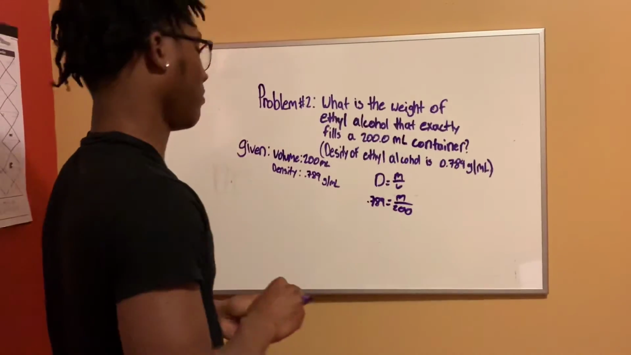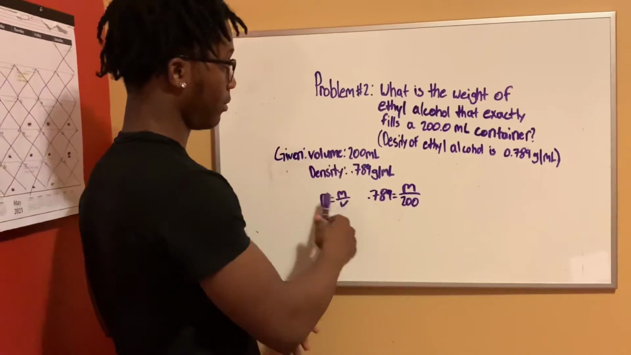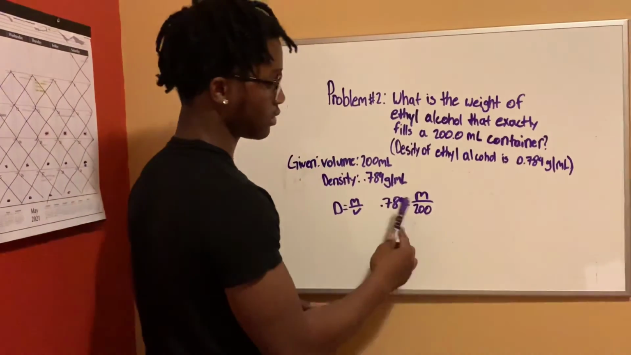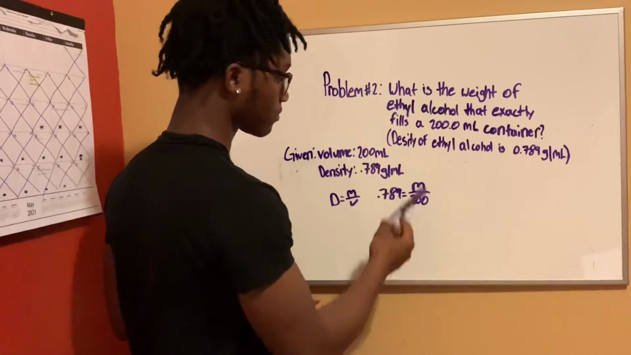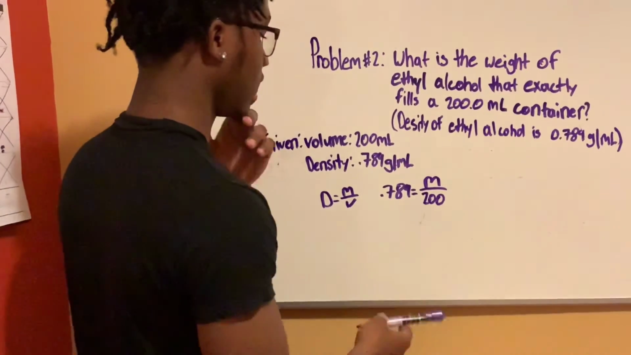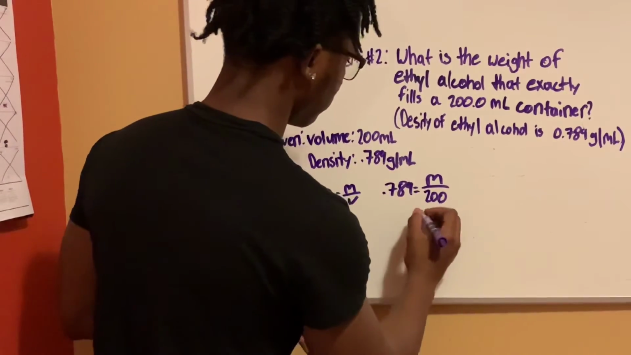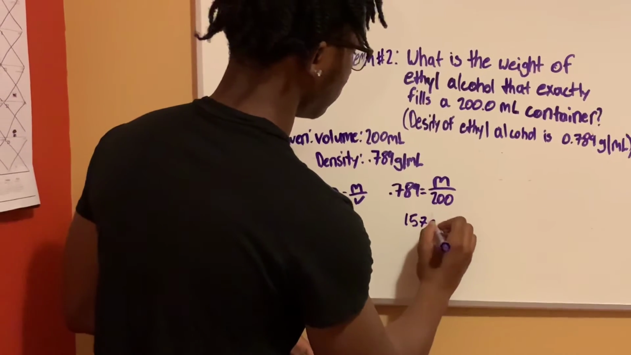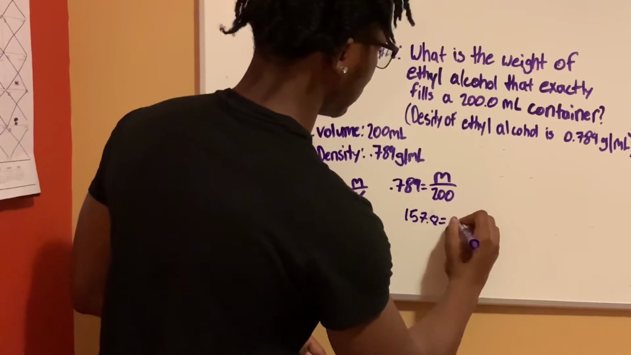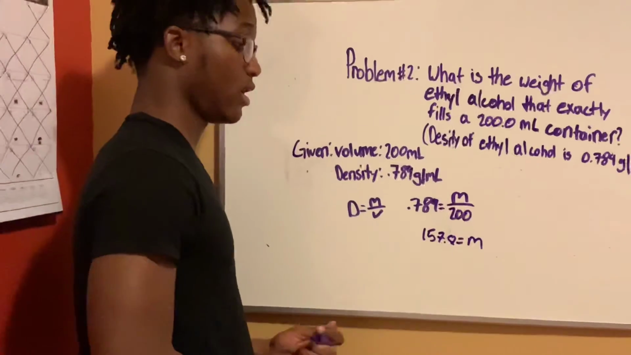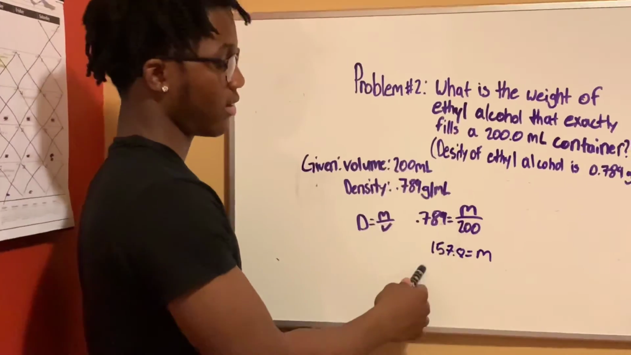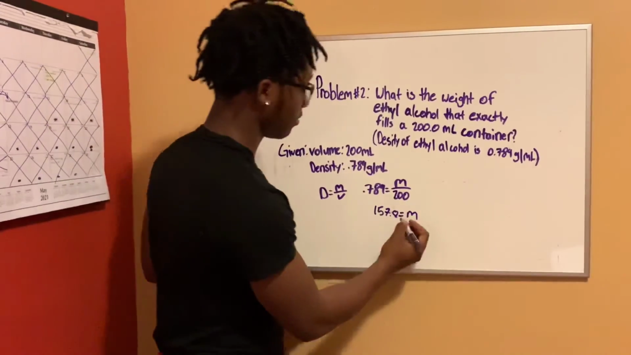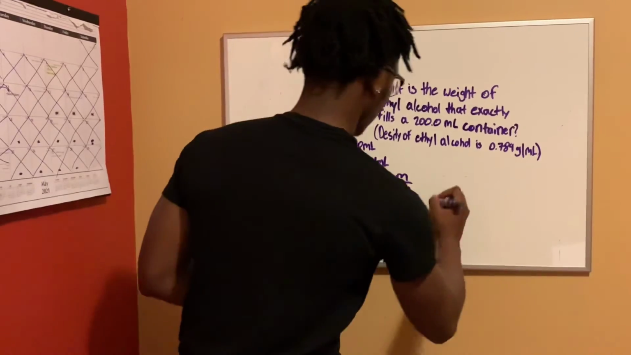All right. Since we plugged it in, now it's time to solve. Since 200 is the denominator, we're gonna multiply 200 on both sides to cancel, get rid of it. So when you do that, it comes out to be 157.8 equals mass. So the answer is that mass is equal to 157.8 grams.